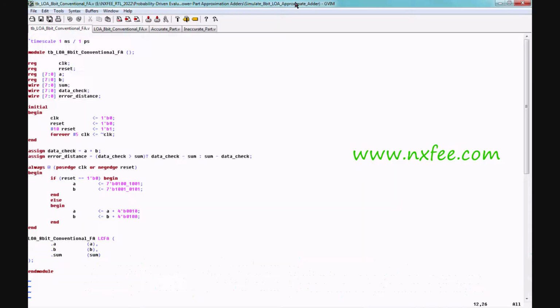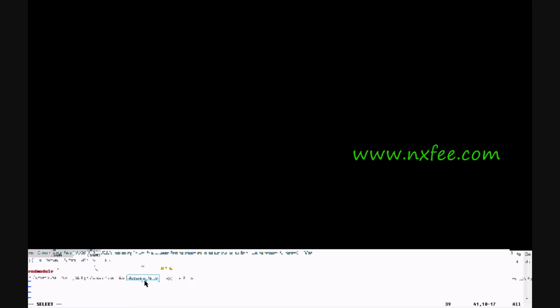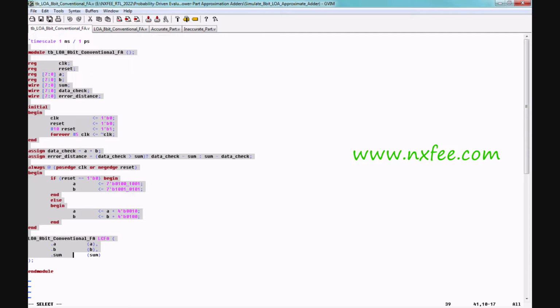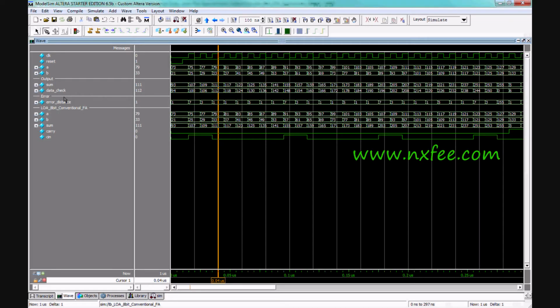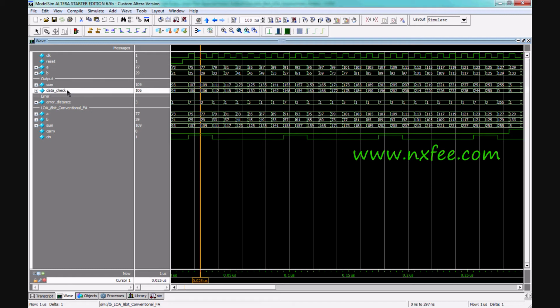This is the first one, LOA 8-bit conventional full adder. This is a test bench of the coding, the top module, accurate part and inaccurate part. Here in this simulation part we can check it. Here this is the clock and reset, A, B. You can check the output. The first one is 7525, you can add it. The normal value of the data check value is 100.